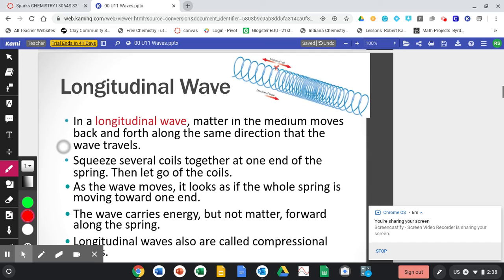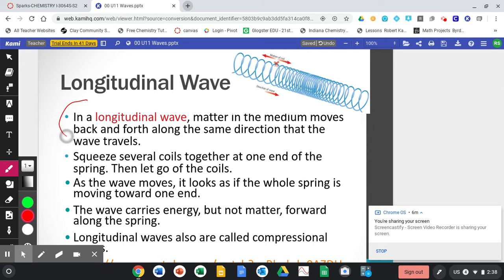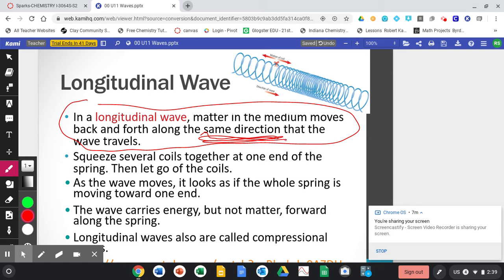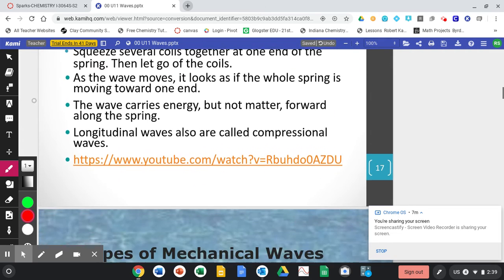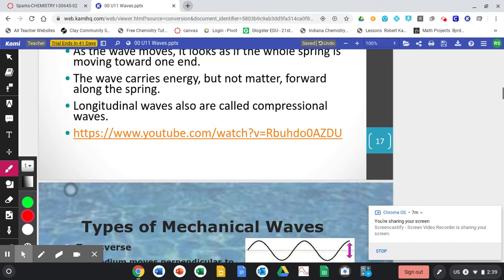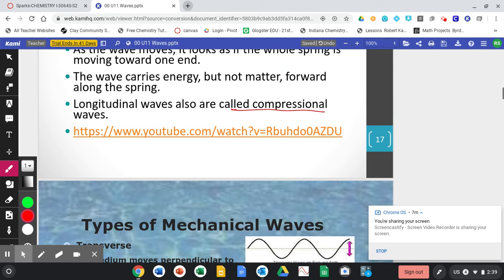Now, a longitudinal wave, you'll want to copy down this. It moves in the same direction. That's the key part of this. So think of a spring or a slinky, and here you have a tight compressed area, and here you have an open area. You're going to find that the tight compressed areas are called compressions, and these more open areas are called rarefactions. And so they're also called compressional waves because of that.